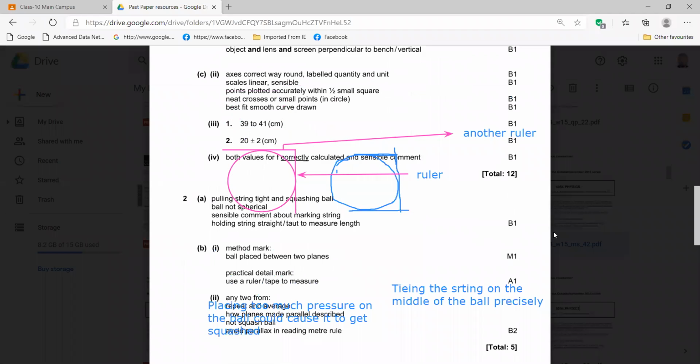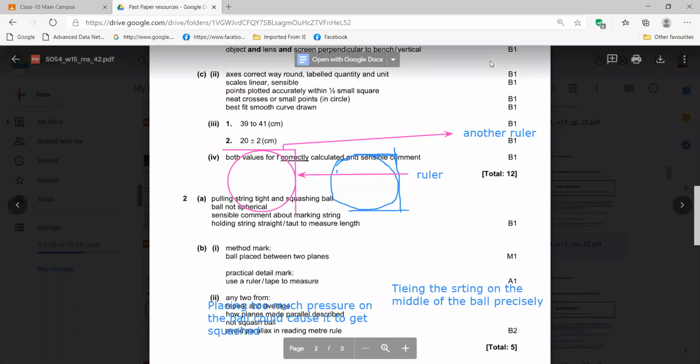Sir, please remove these, take the trouble. Yeah, remove. I will remove it. No problem.